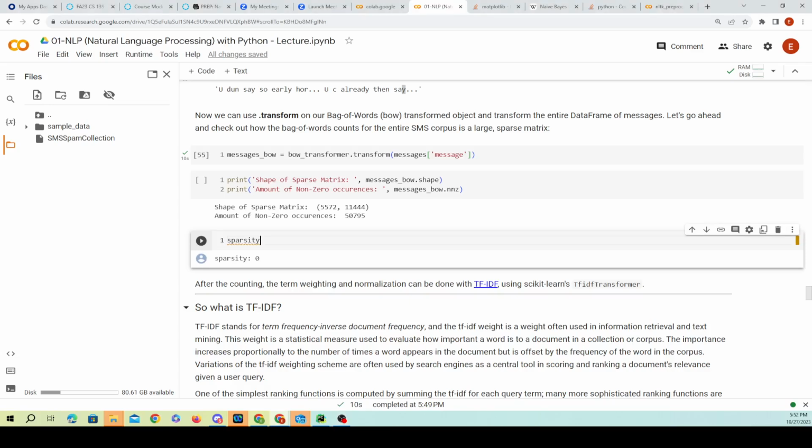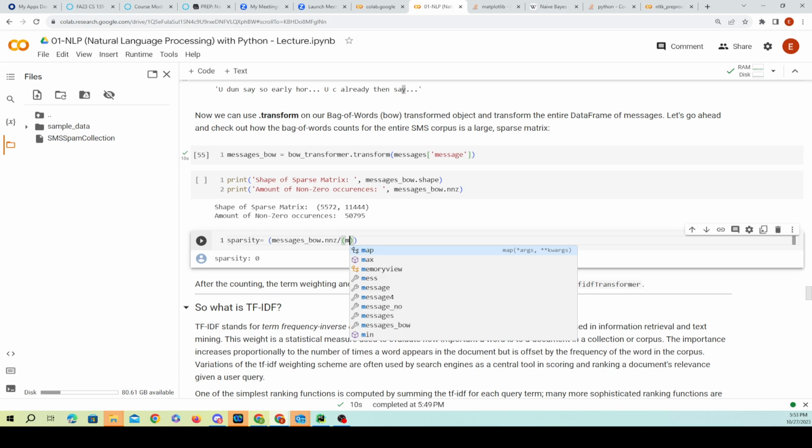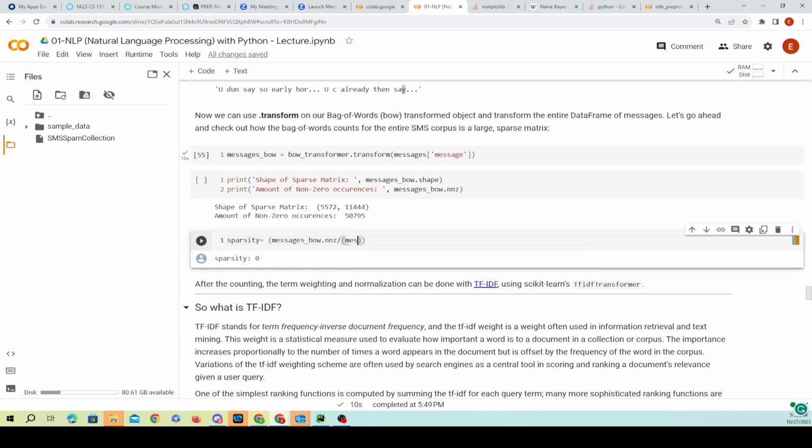So this is the sparsity, and the sparsity will be defined. We're going to look at the probability of it, so we're going to have messages_bow.nnz, the number of non-zero messages, divided by the product of the messages_bow.shape. We're going to graph the first entry.